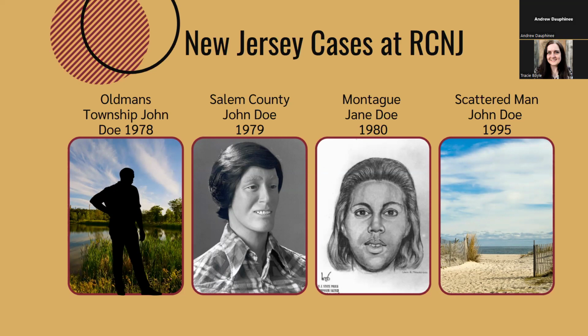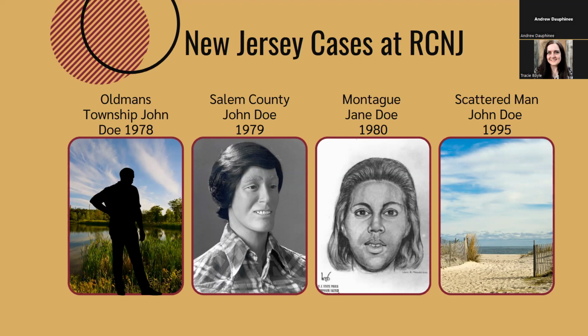Oldman's Township John Doe. He is likely African-American and was estimated to be 35 to 45 years old at the time of his death. He was wearing a green and red Mozzini by Monticello long sleeve plaid shirt. And he was found off a highway, US 130 in Oldman's Township.